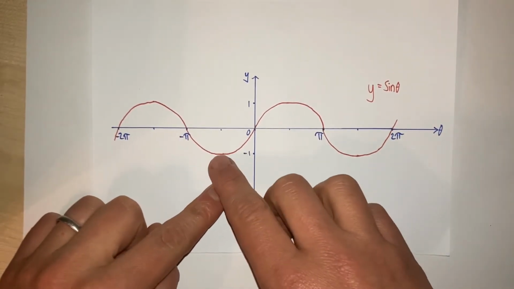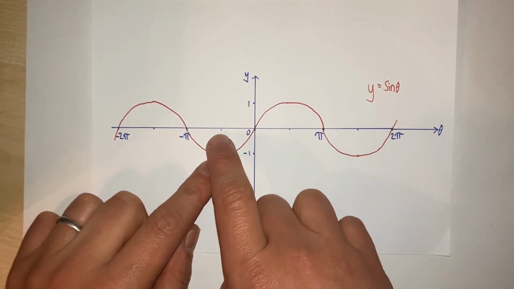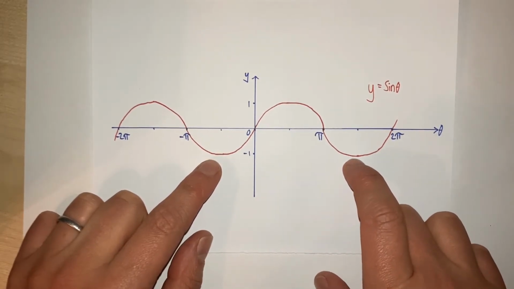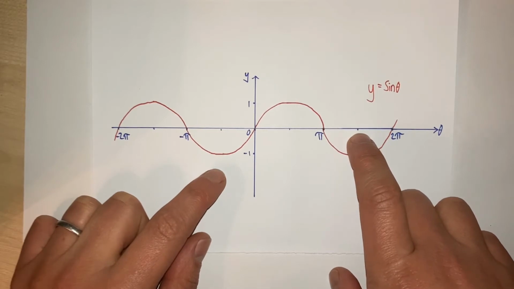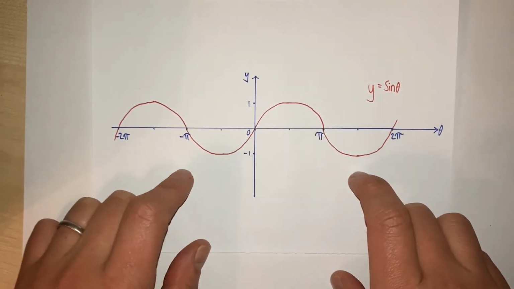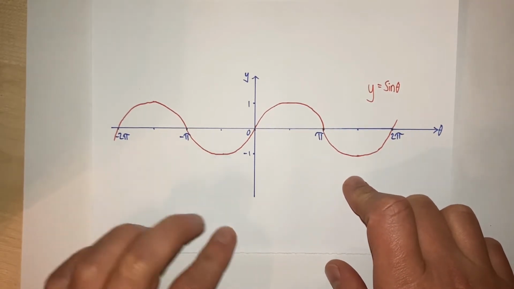We can also look at these values here. The output here is -1 when the input is minus pi by 2, and the output here is -1 when the input is 3 pi by 2. So we've got a many to one relationship for this function. That's going to be important later on.